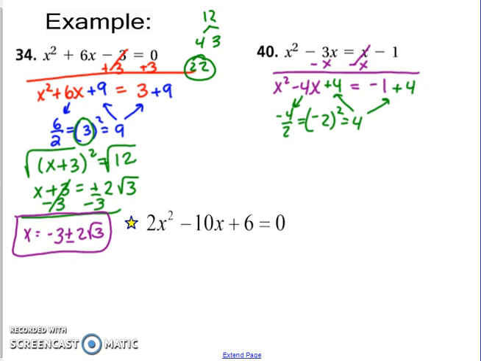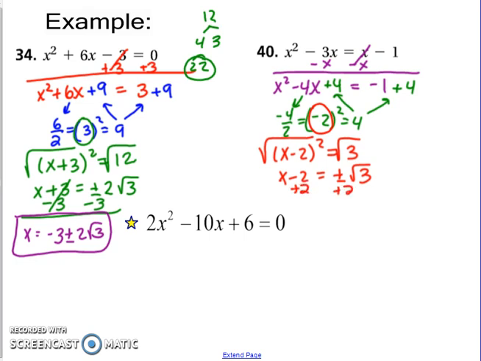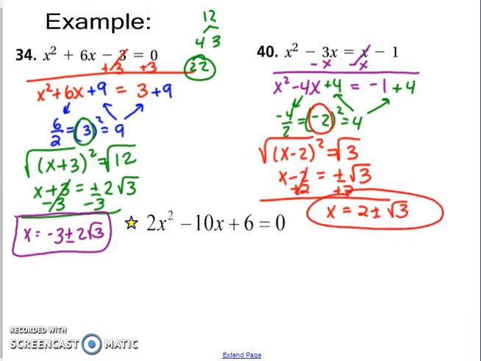So now the left-hand side, I'm going to use that negative 2, so it's x minus 2 squared. The right-hand side, I have 3. And now I'm going to take the square root. So x minus 2 equals plus or minus root 3. And then I'm going to add 2. So this ends up being x equals 2 plus or minus radical 3. Okay, and then this last one.